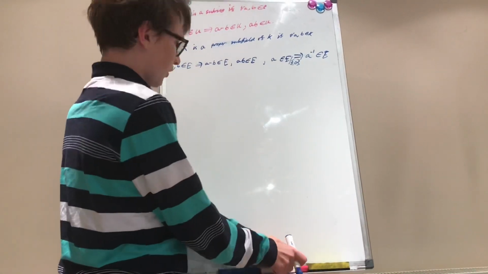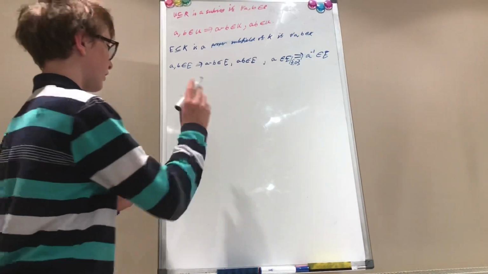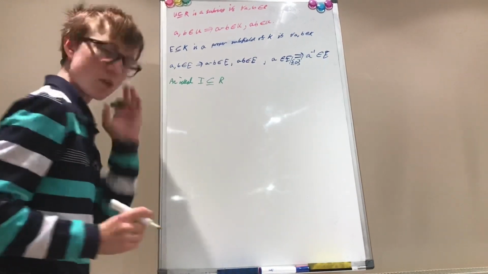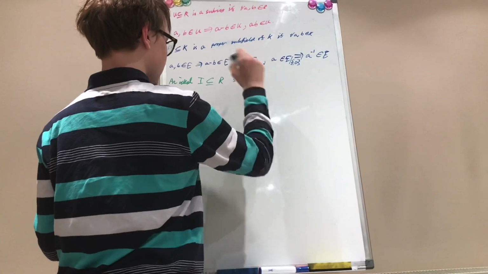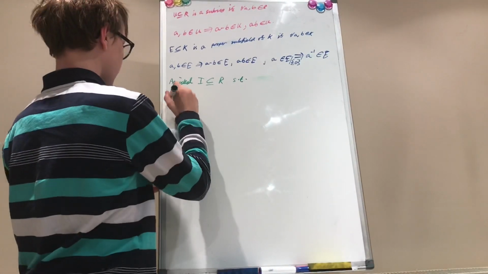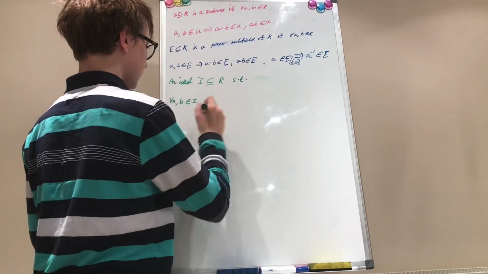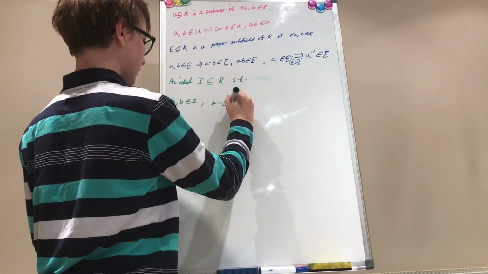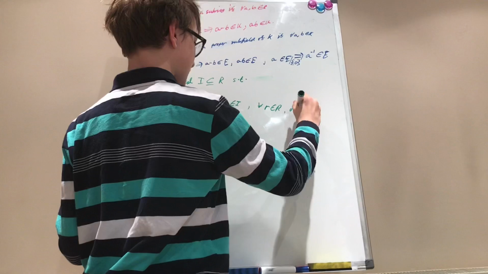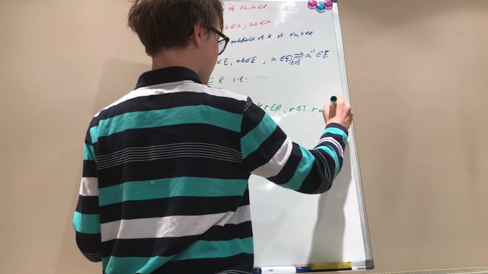Okay? So, now, an ideal I is a subset of a ring R such that, basically, for all A and B in I, A minus B is in I, and for all R in the ring and A in the ideal, R times A is in the ideal.